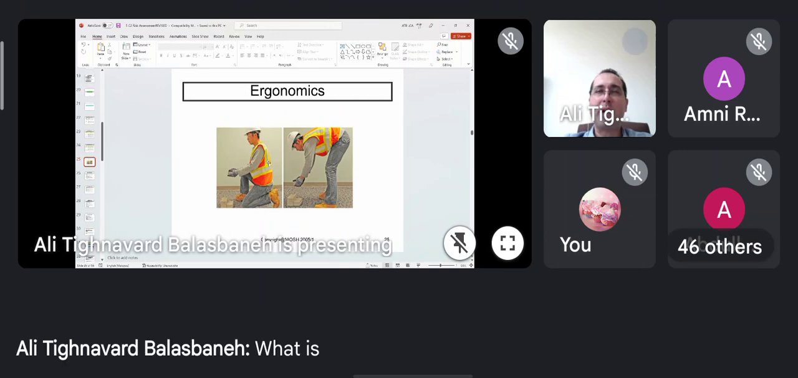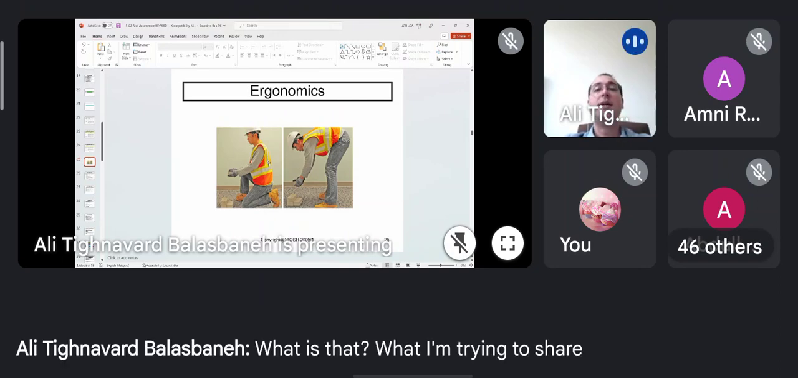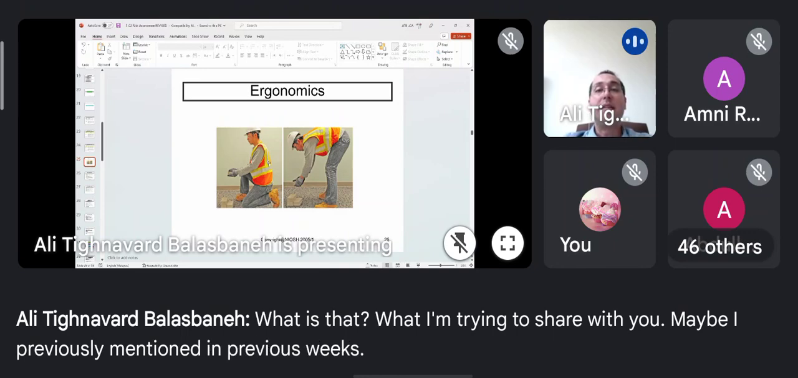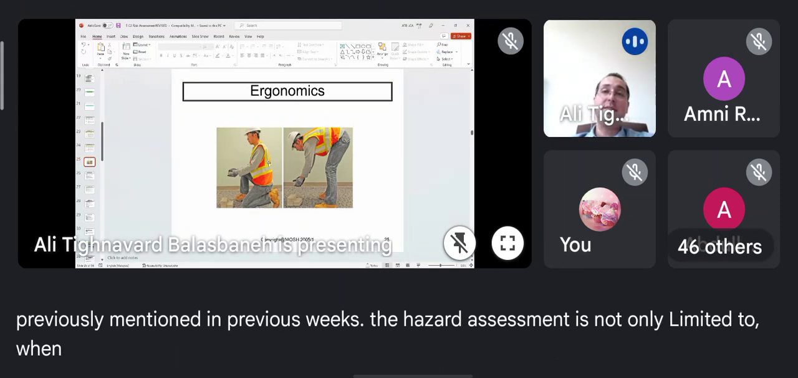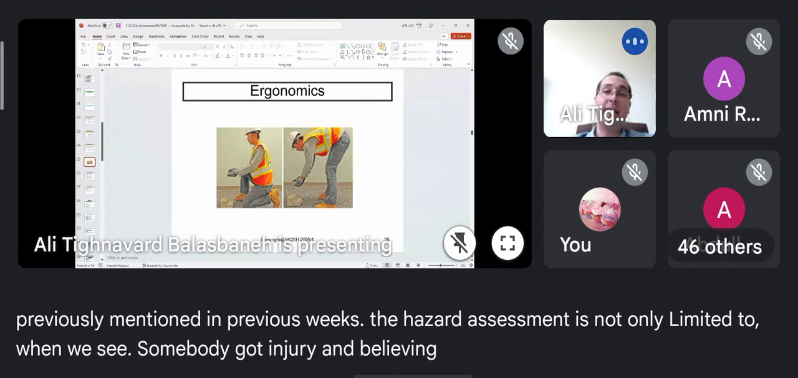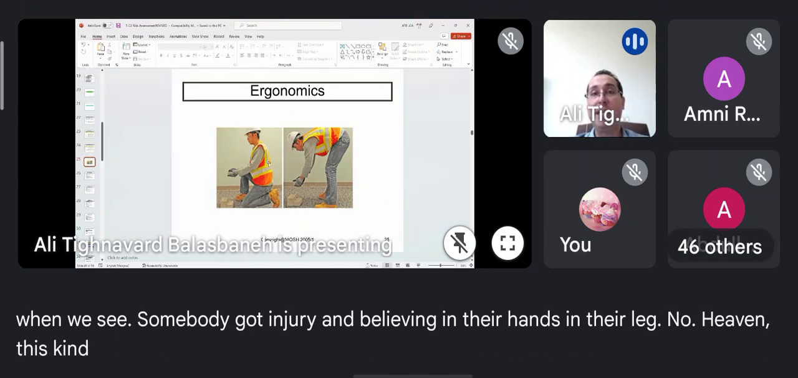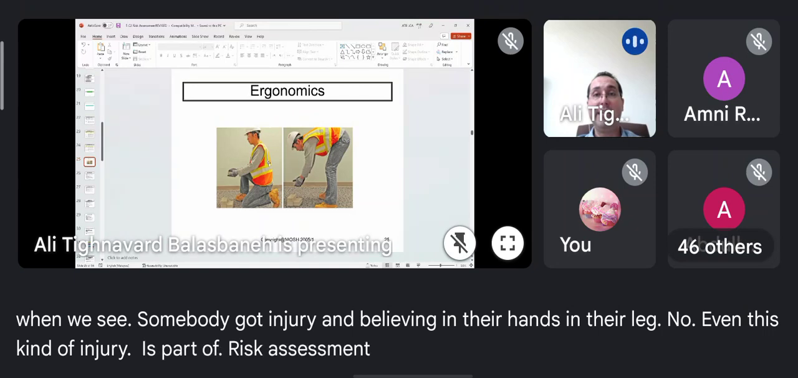What I'm trying to share with you, maybe I mentioned in previous weeks, is that hazard assessment is not limited to when we see somebody get an injury and bleeding in their hands or legs. No. Even this kind of injury is part of risk assessment; it should not happen.